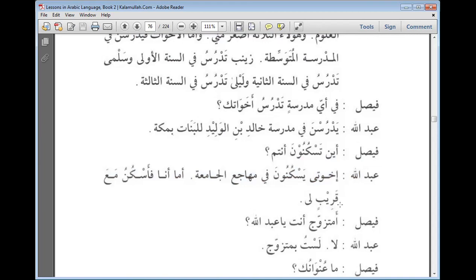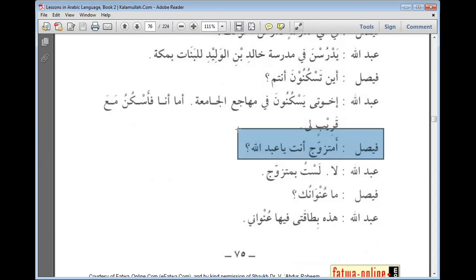Again. إخوتي يسكنون في مهاجع الجامعة. There's the dormitories in the university. أما, as for أنا, as for me. أما أنا فأسكن مع قريب لي. I stay with a relative, right?